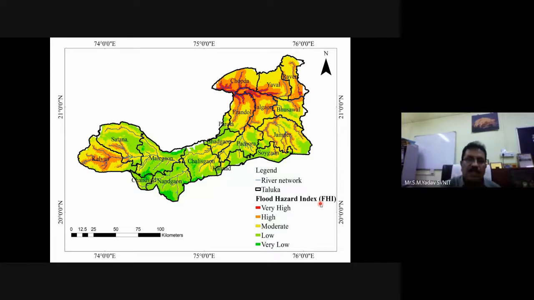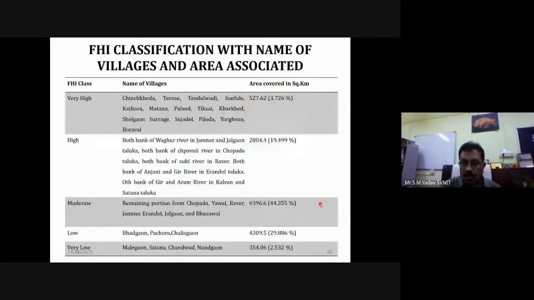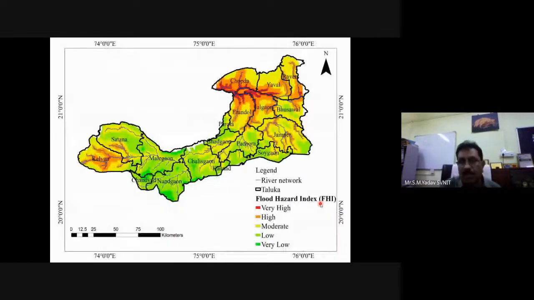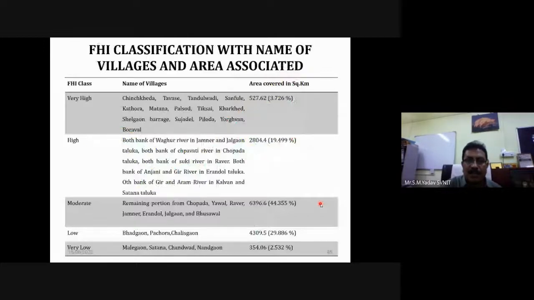The same procedure is followed, but before going for the flood vulnerability index map, how is the flood hazard index map useful? As we know, if you overlap the flood hazard index on a Google map, what can you find? The very high classes, which are the villages that come under the flood hazard index high areas.